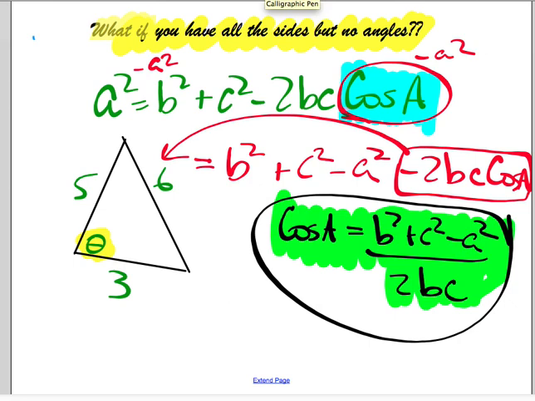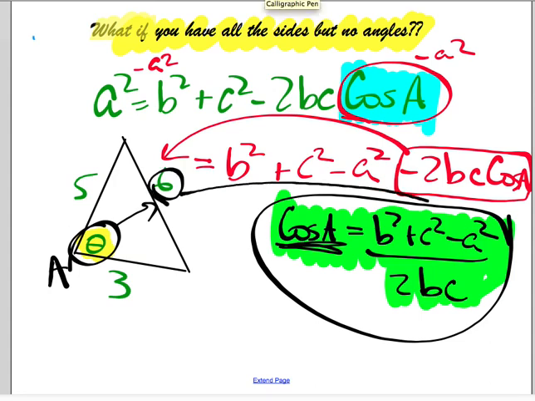And again, we just use these numbers. And all I have to remember is that that cosine of A represents that angle. So if that's A, then that means that's small a. And the only thing that's significant about that is that's the number that I subtract. The other two numbers, it doesn't matter what order they go in, but this is the one you have to subtract. You're always subtracting the side that is opposite the angle you're looking for.